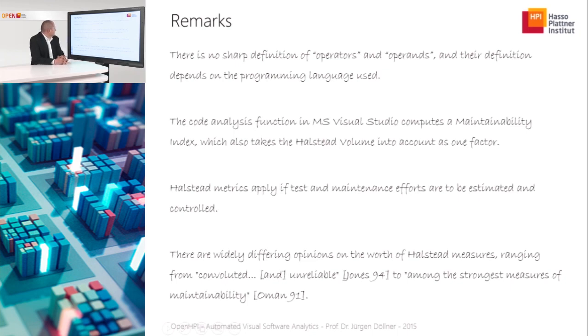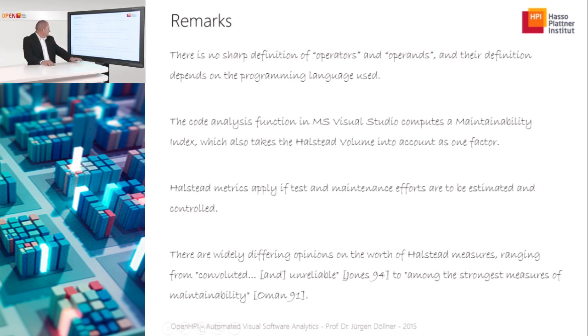The code analysis function in Microsoft Visual Studio, for example, computes a kind of maintainability index, which also takes into account the Halstead volume as one factor. Halstead metrics apply if test and maintenance efforts are to be estimated and controlled. So you can also use it as a kind of normal value, and then compare it to the actual values.